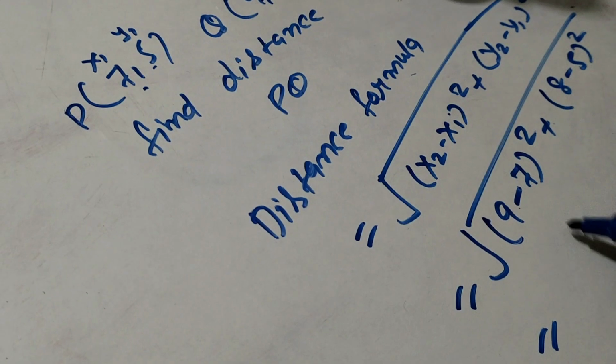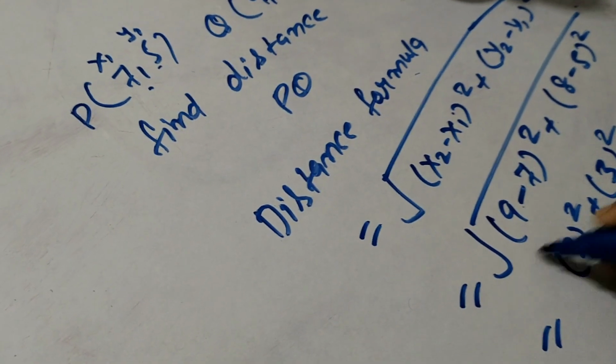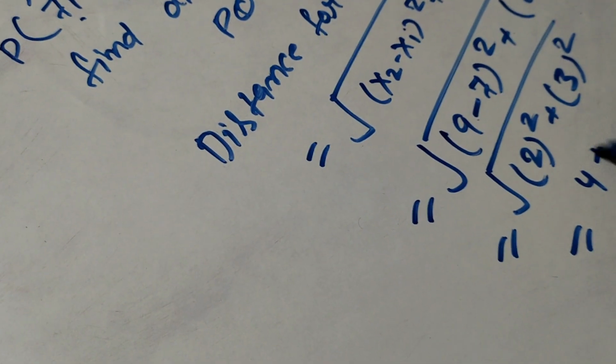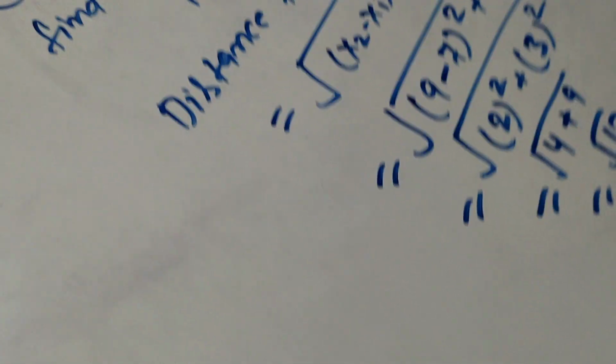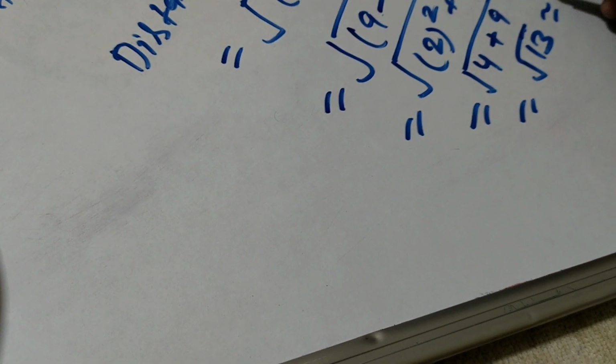Then 9 minus 7 is 2, 2 square. 8 minus 5 is 3, 3 square. Under the square root, 2 square is 4 plus 9. So this is root 13. Distance is square root of 13, approximately 13 centimeter, or meter.